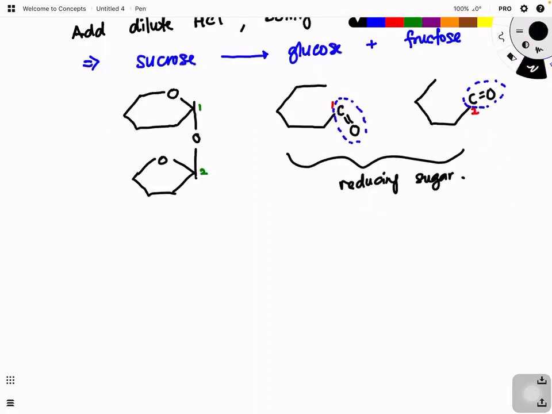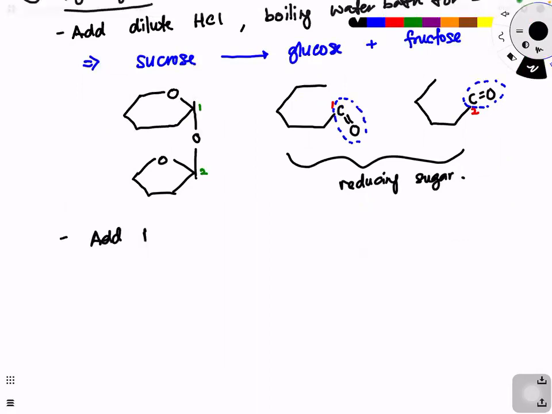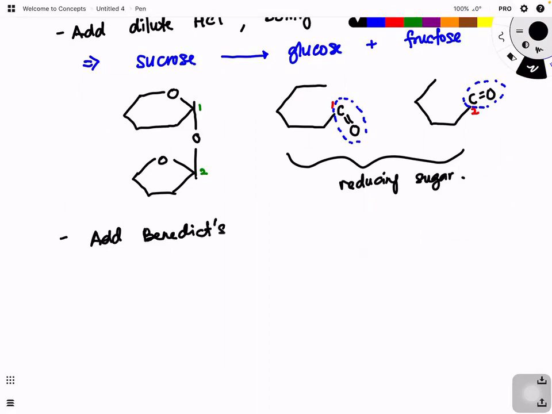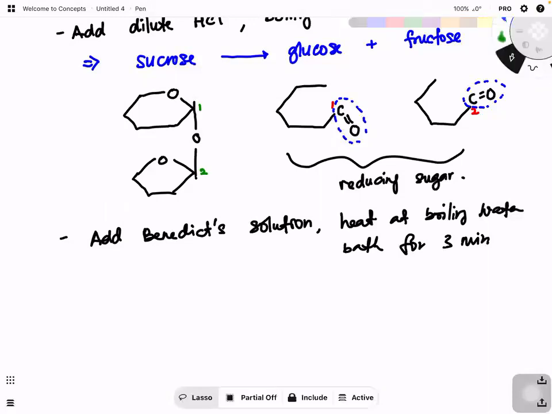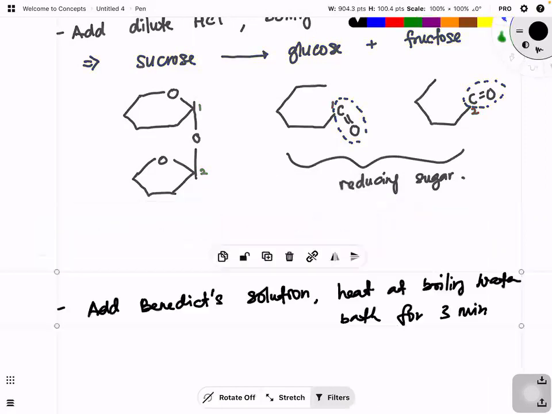And then after that, we add the Benedict solutions. Again, we heat in a boiling water bath for 3 minutes. Are you clear? Oh yeah, sorry. More precisely, we have to add one more step here. Sorry, guys. What is the step?